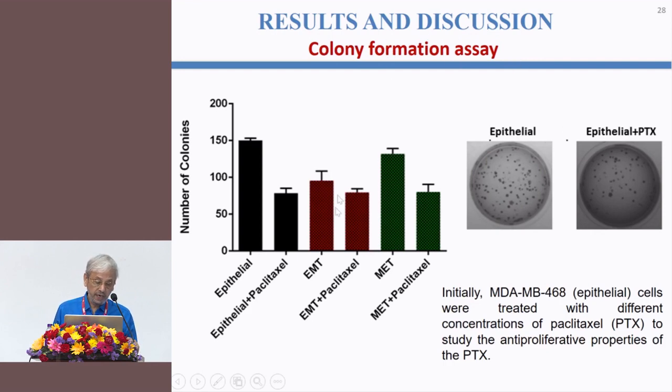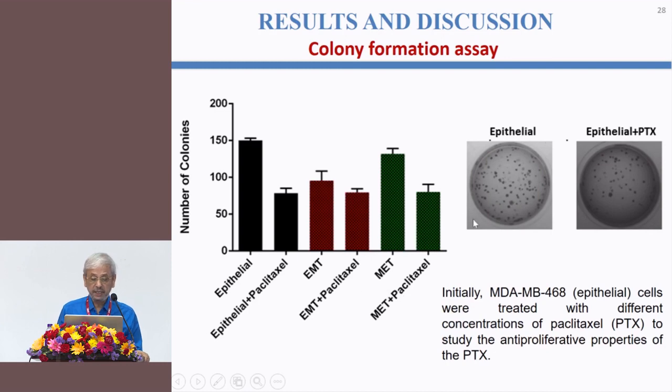formation assay, where epithelial cells and mesenchymal cells and also MET cells, all three samples are treated with the breast cancer medicine. It is basically one form of doxorubicin. It is called paclitaxel. So it is the medicine, so to say.